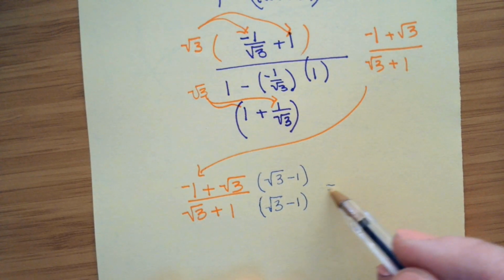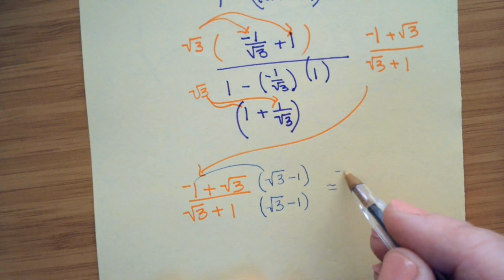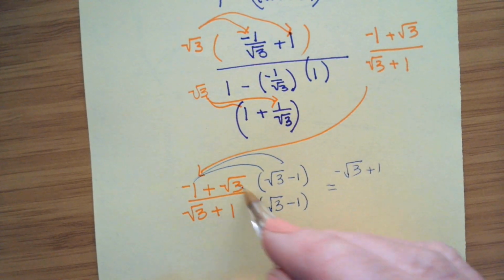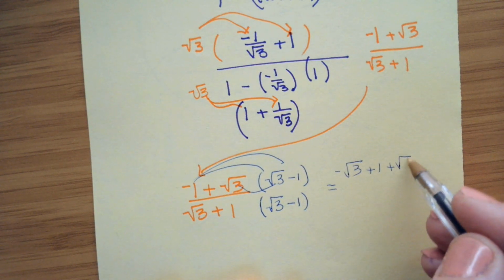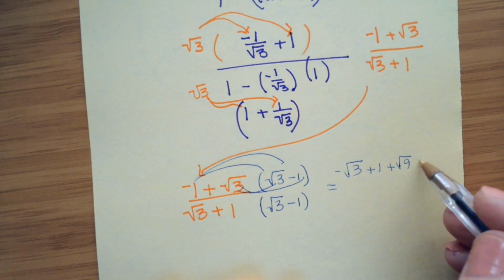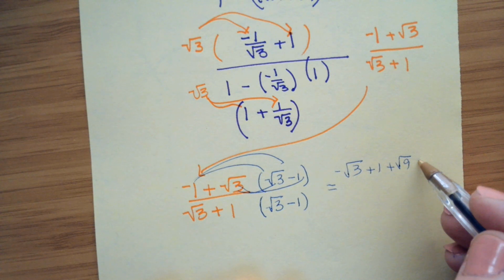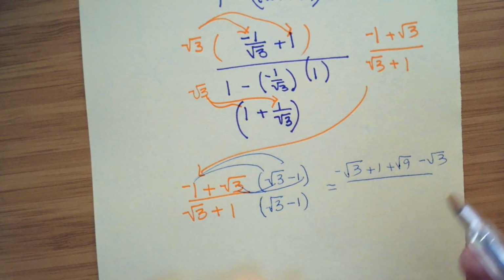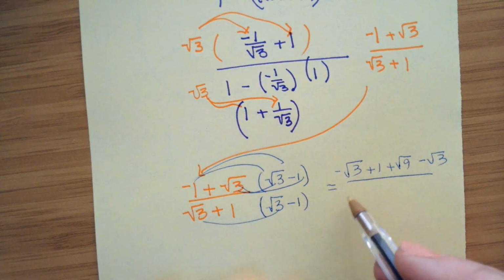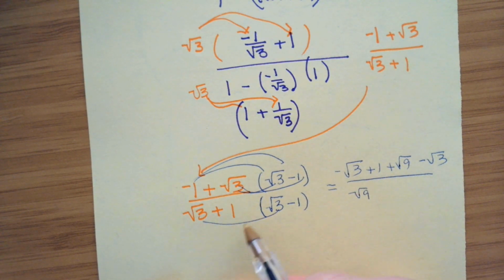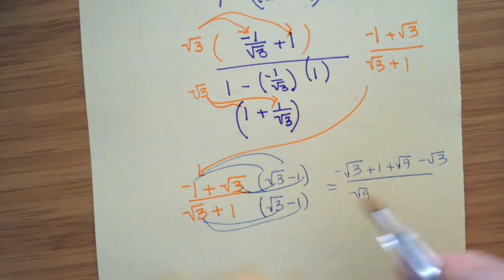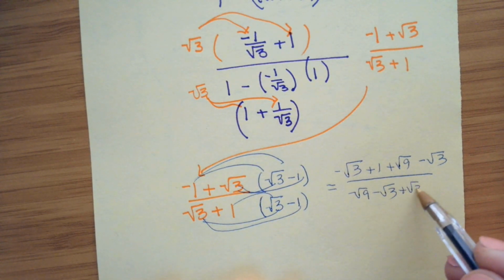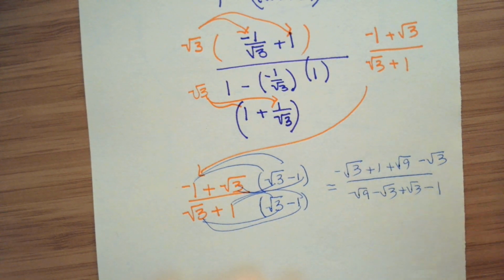So in the top, I'm going to distribute. So I have negative square root of 3 plus 1 plus the square root of 9 minus the square root of 3. At the bottom, I have the square root of 9 minus the square root of 3 plus the square root of 3 minus 1. Now I'm going to simplify.